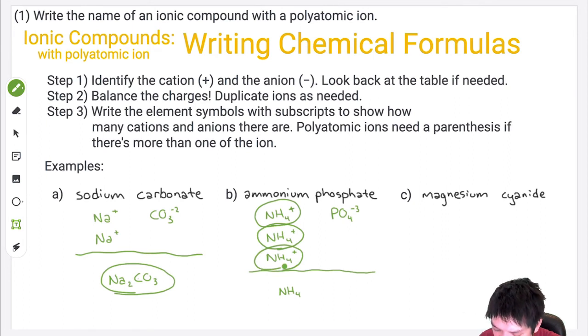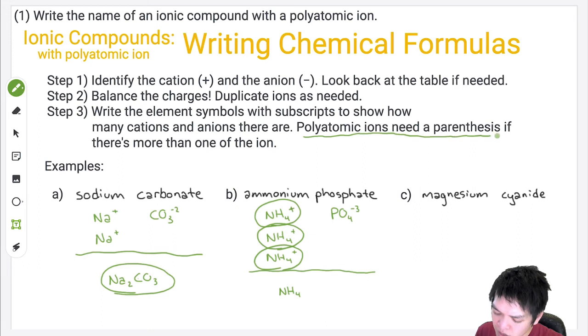Now here's the thing. We usually write it right down here, right? But it would look weird if I just wrote a 3 right next to that 4. It would look like it's saying NH43. But that's not right. Ammonium is not NH43. Ammonium is NH4. Okay, so to fix this, this is where this comes in.